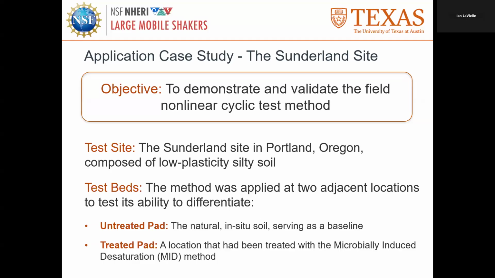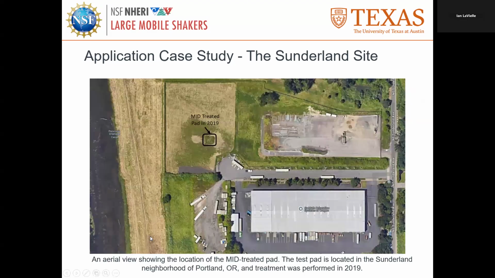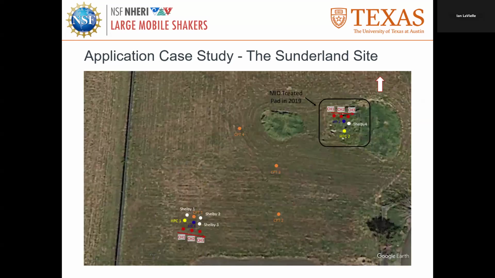So we are trying to measure the nonlinear behavior at two pads. Here's the untreated pad and the treated pad. It is also shown in Diane's presentation. This is the MID treated 2019, and we also did the protocol testing and CPT testing in 2019. They have a lot of testing techniques done in the area, but it wasn't happening before.